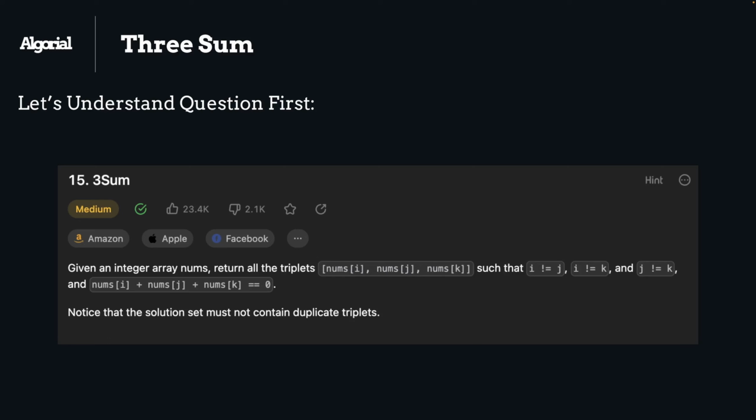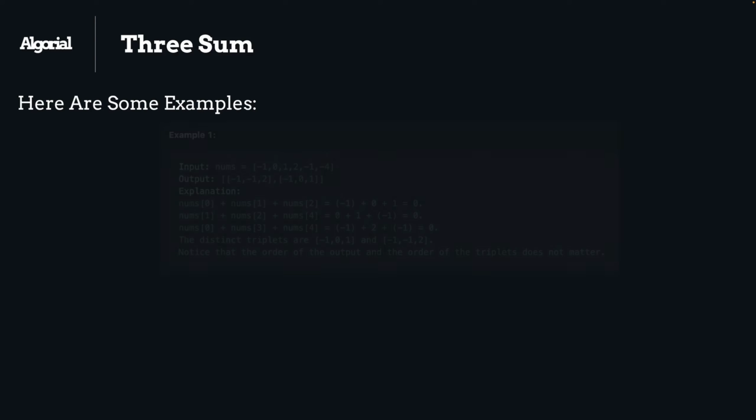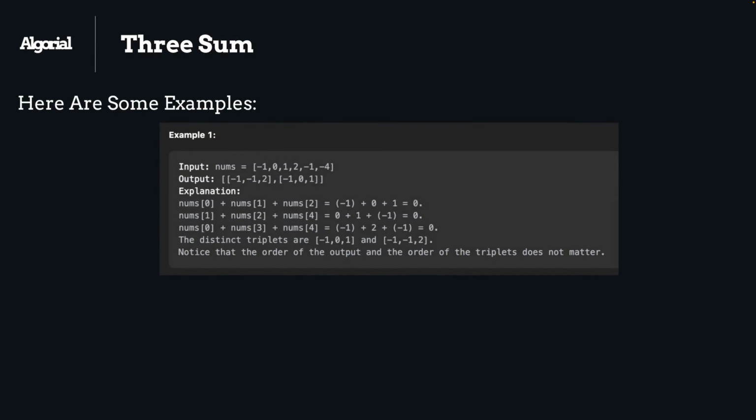So let's see some examples to further understand this problem. In the first example here, we have -1, 0, 1, 2, -1, -4 as the nums array. We have one task: we only need to figure out which three values will sum up to 0. As you can see, there are two results as output here. The first set is -1, -1, and 2. And the second one is -1, 0, and 1. The duplicate values do not matter for us.